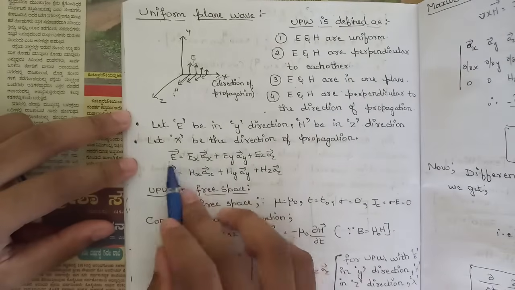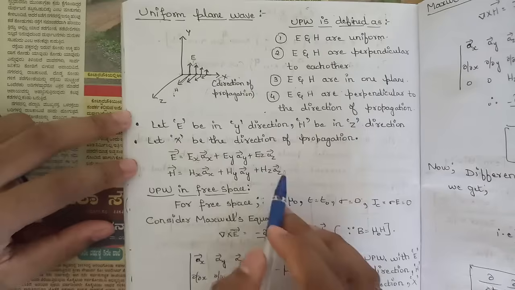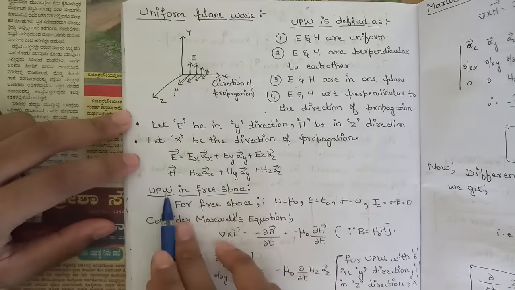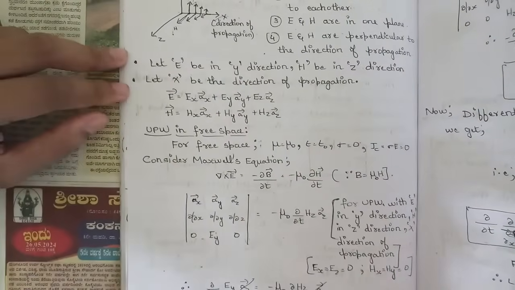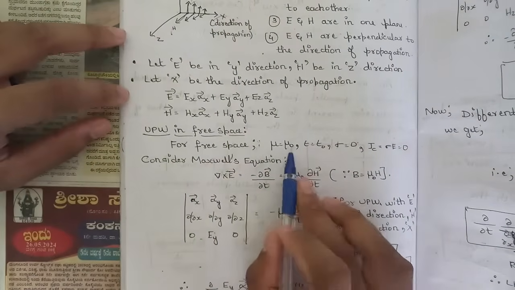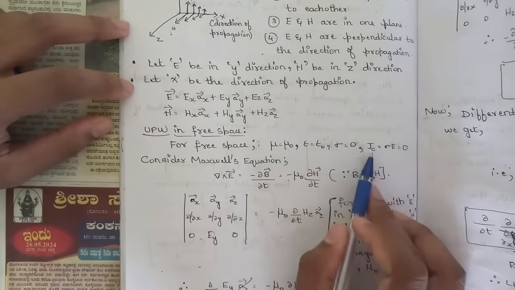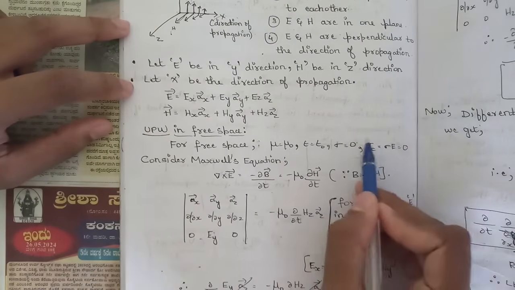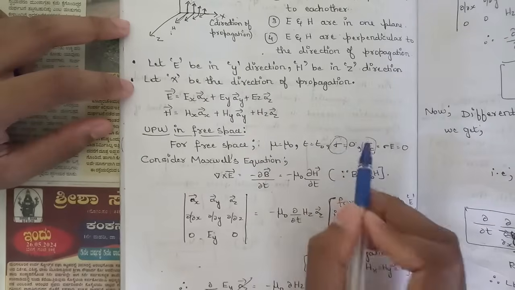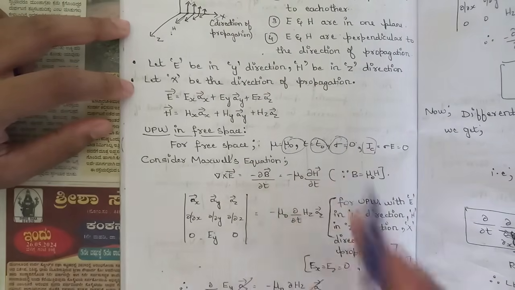So E is, in general, Ex Ax plus Ey Ay plus Ez Az. Same goes for H. Now a uniform plane wave, that is UPW, in free space. For free space we have some conditions: mu is equal to mu naught, epsilon is equal to epsilon naught, and sigma equal to 0. Likewise Jc is equal to sigma times E, which is equal to 0. The conduction current density is zero, and permeability and permittivity are those of free space, that is mu naught and epsilon naught.